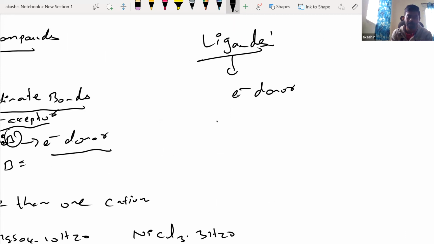Say for example, we have a metal. Obviously, metals will be positive. They will not have many electrons present in them. But a ligand comes, which is why we write L. L is your ligand.